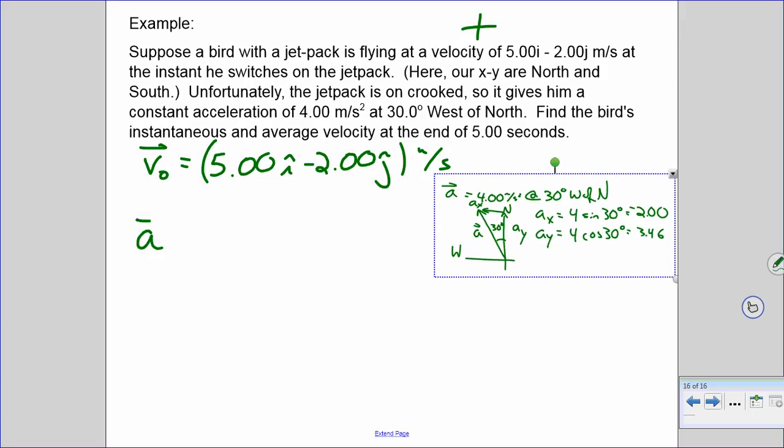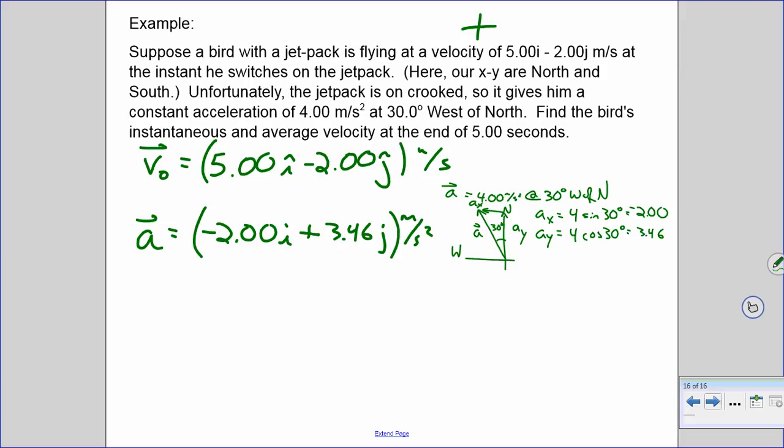Our acceleration is negative 2.00i plus 3.46j meters per second squared. So what this is telling me is my horizontal acceleration. This is telling me my vertical acceleration. So thoughts about what I'm going to do?